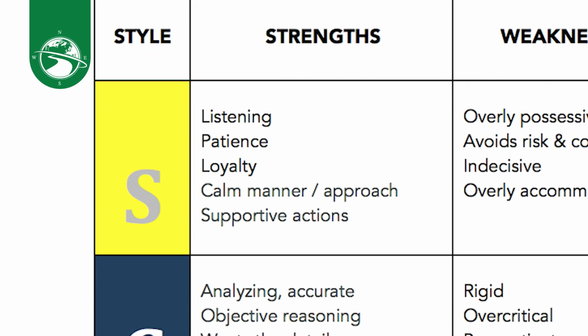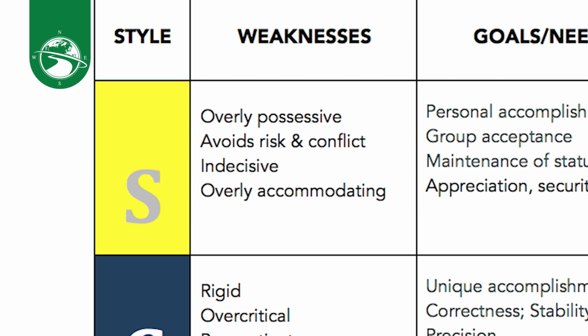So let's move on to the S, the supporter. The strengths there are listening and loyalty and patience and having a calm manner and supportive. It's all about supportive actions. Weaknesses: overly possessive sometimes, may avoid risk and conflict, may be indecisive, and overly accommodating.